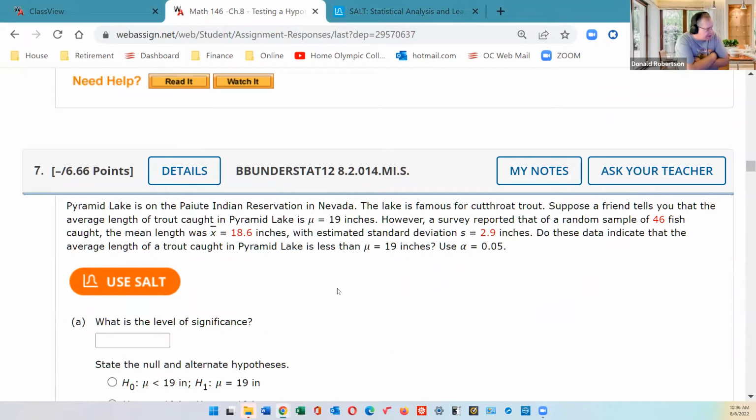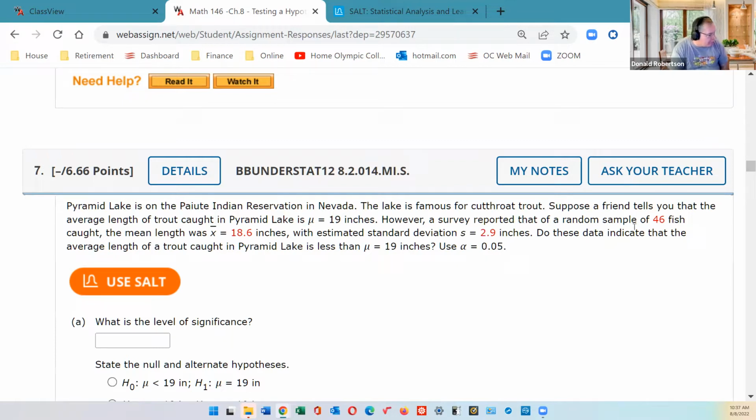Pyramid Lake is in an Indian reservation in Nevada, and they have a reputation of having big cutthroat trout. Your friend tells you that the average length, according to the people in the area, is you get about a 19-inch long trout on average. A surveyor reported that a random sample of 46 fish that were caught had this length. And there is your significance level, and there is your S. Would you agree in this story, you've got all the things you want, right?